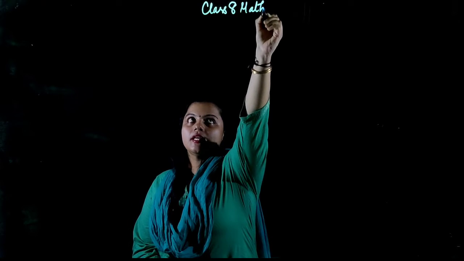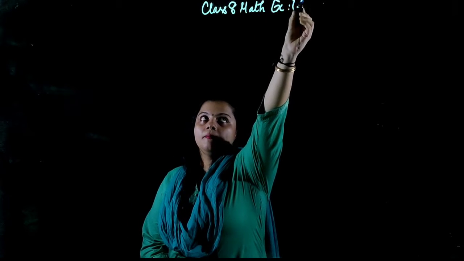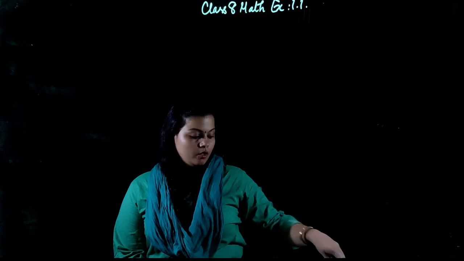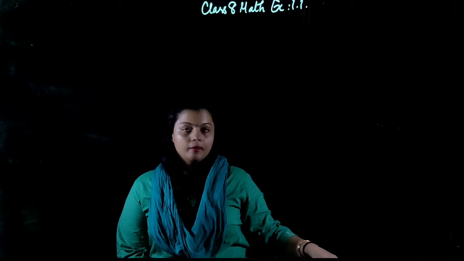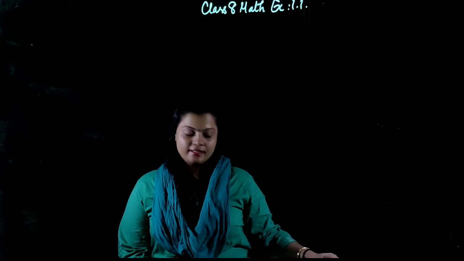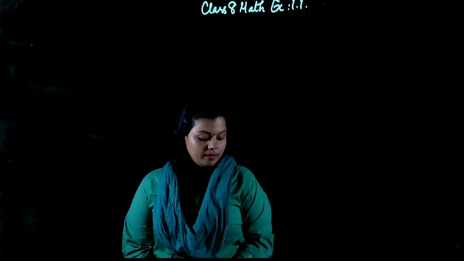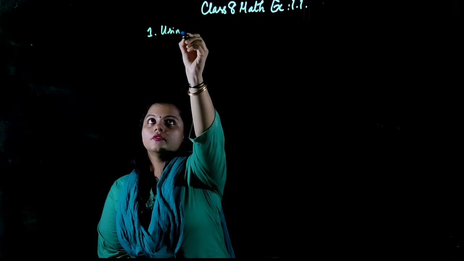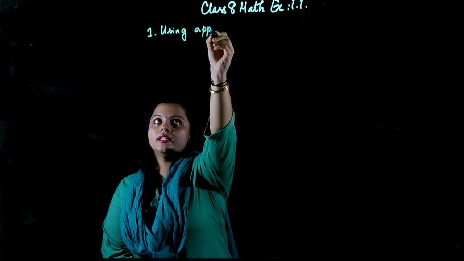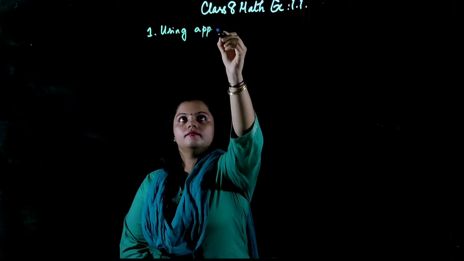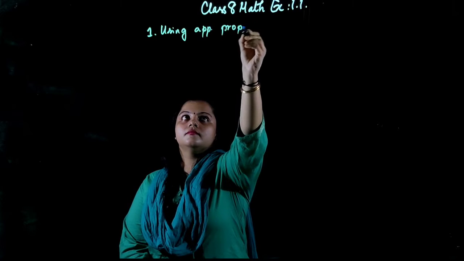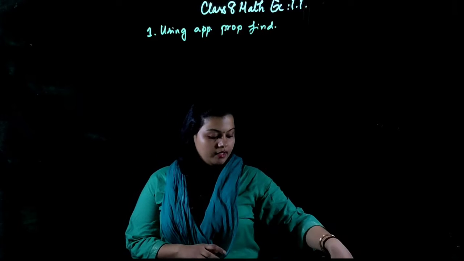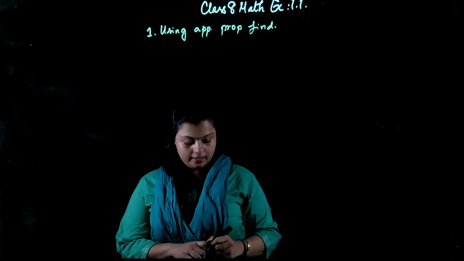Rational numbers, exercise 1.1. Yes. So we are solving our NCERT book, problem by problem, word by word, and your solutions are right here. Alright, the first problem says, using appropriate properties, find. So you're given a question wherein you have to use the property to find the answer.